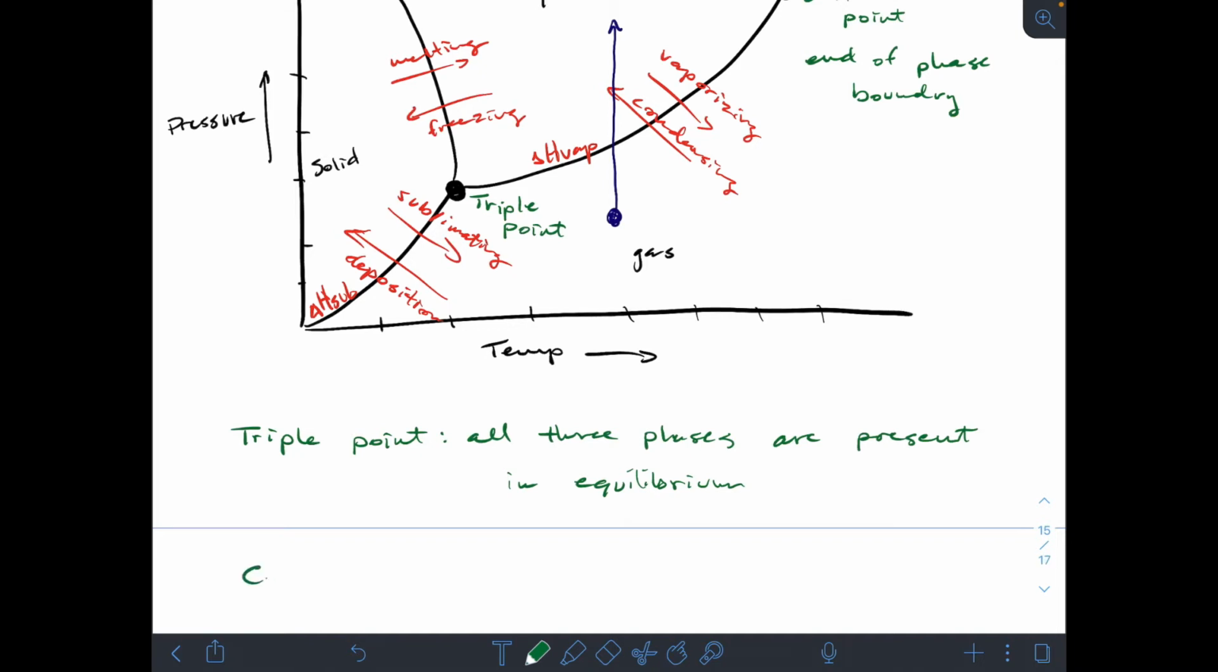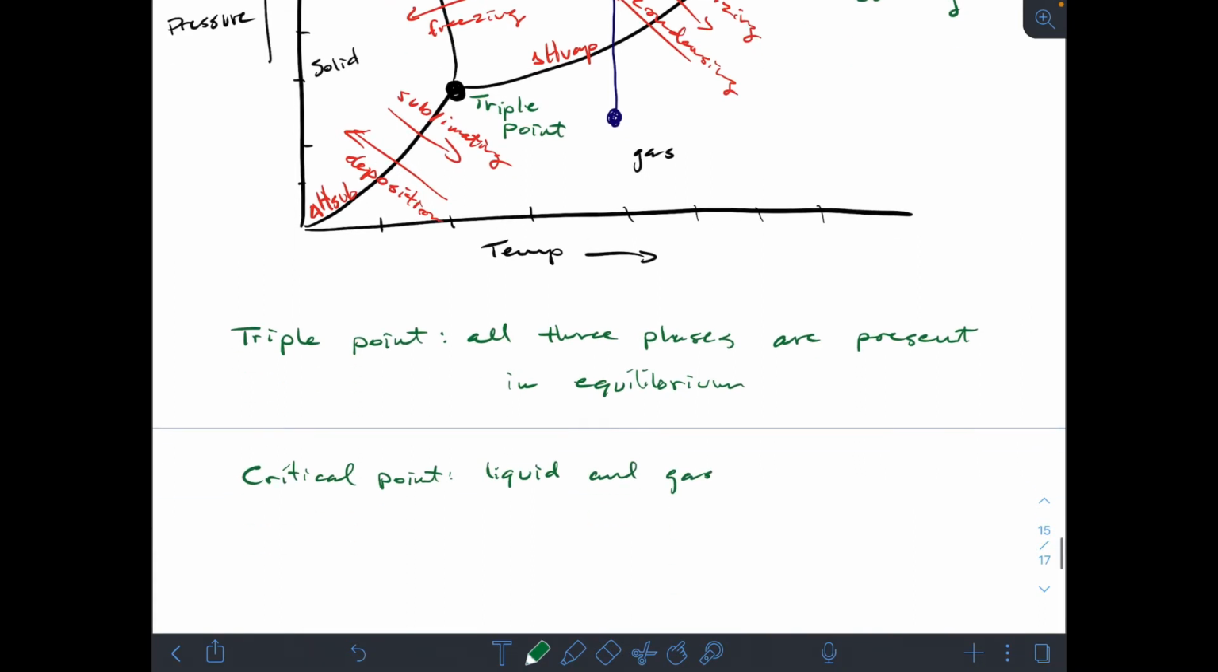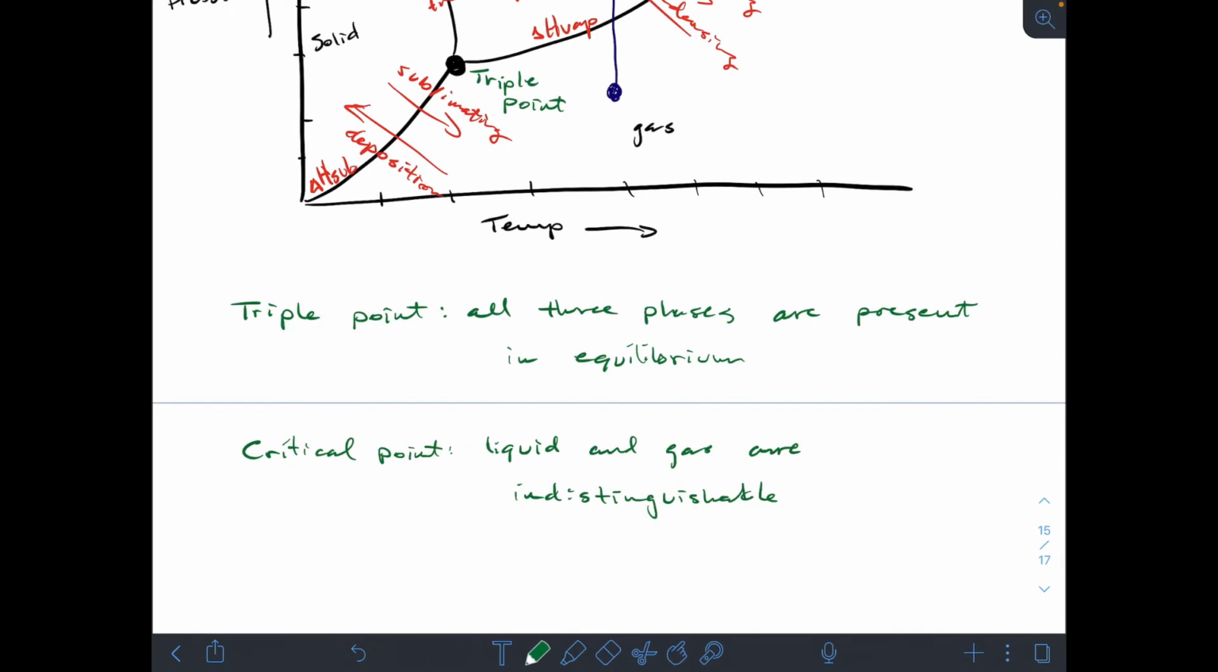Now the critical point is where the liquid and gas phases are indistinguishable. That's the point where we become what's called a supercritical fluid. And supercritical fluids have their own set of physical parameters and all kinds of fantastically cool things.